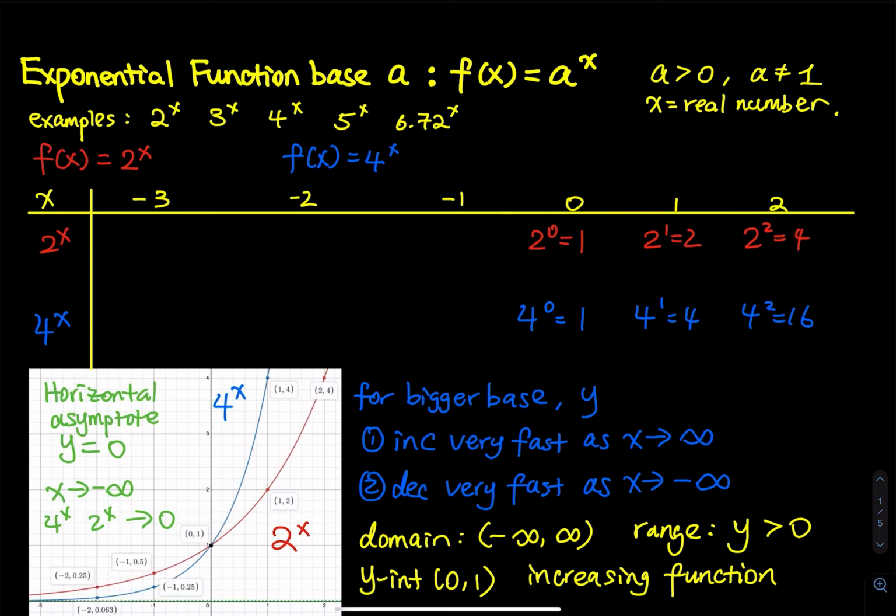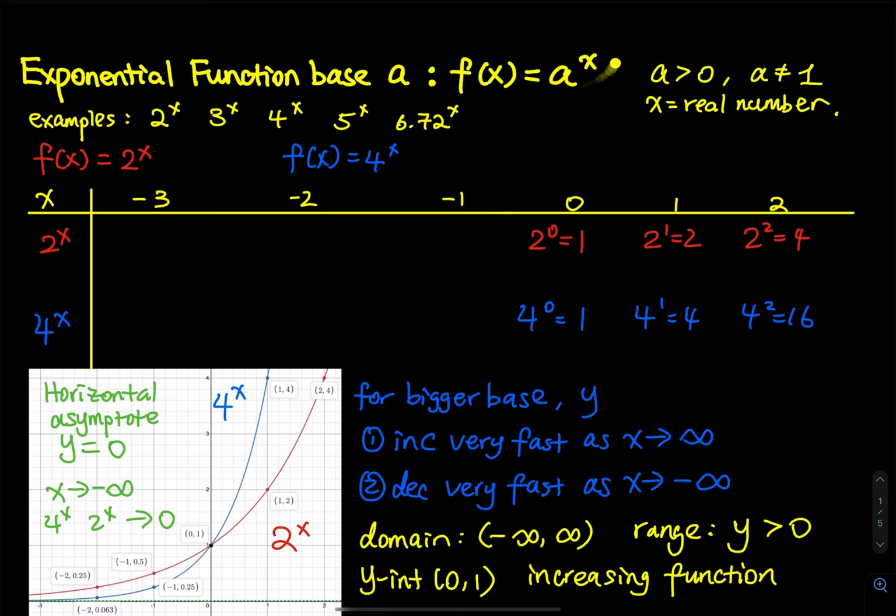Exponential function base a: the function is f of x equals a raised to the x power. Do you still remember that before we introduced exponential functions, the functions we usually used were x raised to the second power, x raised to the third power, fourth power, or the square root of x? In the past, x was the base and the exponent was a real number. So let's say x squared: the base is a variable, the exponent is a real number.